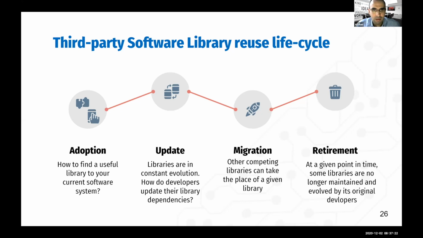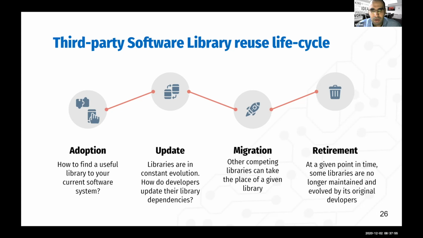Looking at the life cycle of reusing a software library, we typically start from adopting a library, meaning we identify the dependency of a library in our source code. Then, after adopting a library, we need to keep it updated. We need to update these libraries frequently to keep up with the latest technologies and bug fixes. Sometimes they add new features, new functionalities.